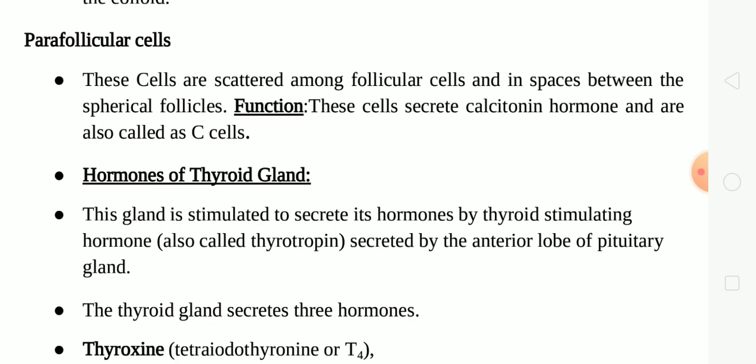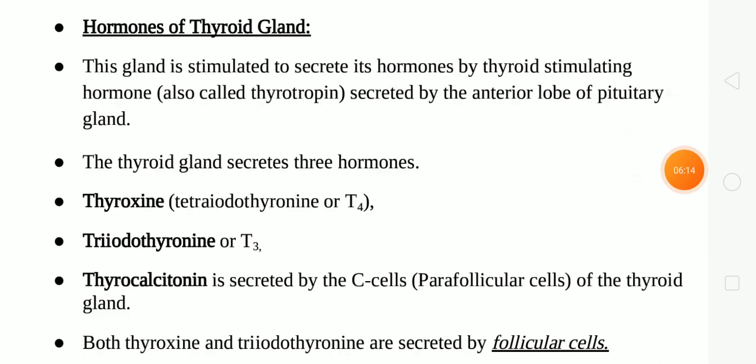And the function of the parafollicular cells is to secrete another hormone of the thyroid gland. It is the calcitonin hormone, and as they secrete thyrocalcitonin hormone, they are also called C cells. Now it is clear that follicular cells secrete two types of hormones, T3 hormone and T4 hormone, and calcitonin hormone is secreted by the parafollicular cells. Hence they are also called C cells.